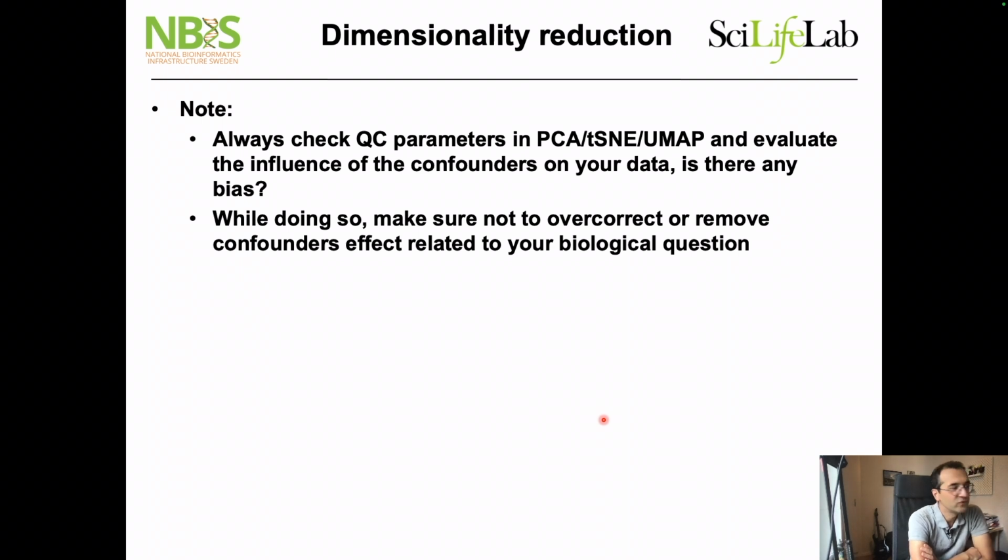And I would like to finish the dimensionality reduction by saying two notes. Remember to check the parameters in any of these reduced dimensionality approaches that you use, like percentage of mitochondria, etc. And check whether this information can influence the picture that you see. Is there any bias rooting from those factors or not? And while doing so, make sure not to overcorrect or remove confounding effects, which potentially can be related to your biological questions, and those will be important aspects of your study.